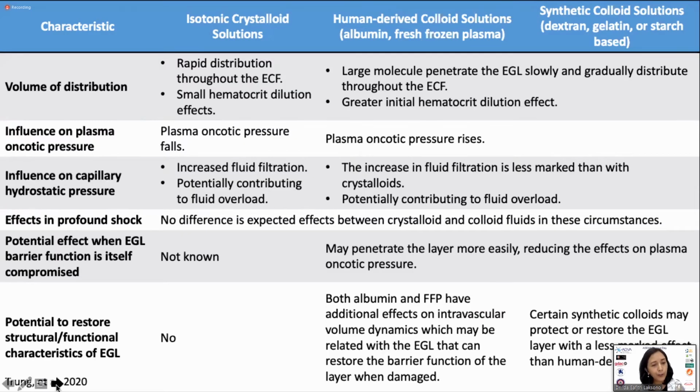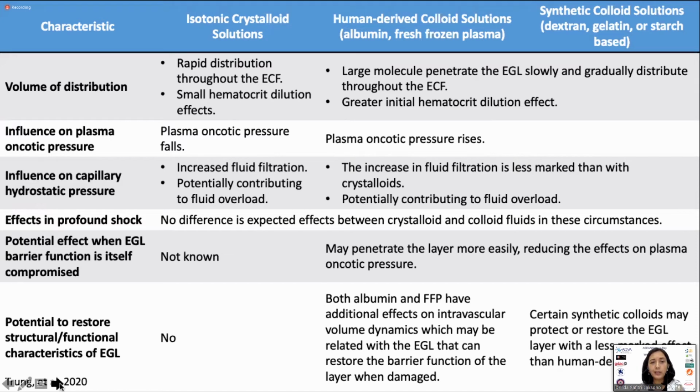This is a review, published recently in 2020. It also mentioned the three types of solutions used in dengue: isotonic crystalloid solutions, human-derived colloid solutions such as fresh frozen plasma or albumin, and synthetic colloids such as dextran, gelatin, or starch, which we use in our clinic. So we need to see the characteristics of each solution.